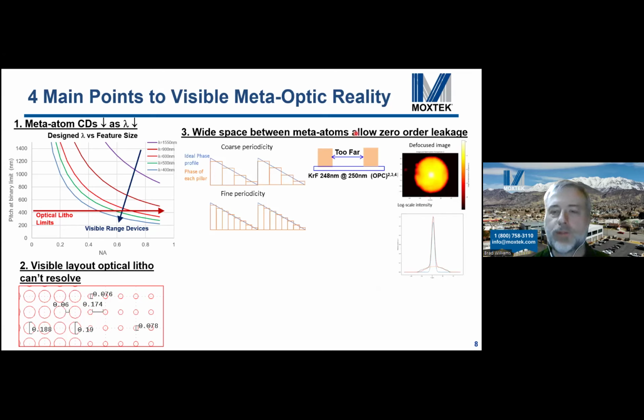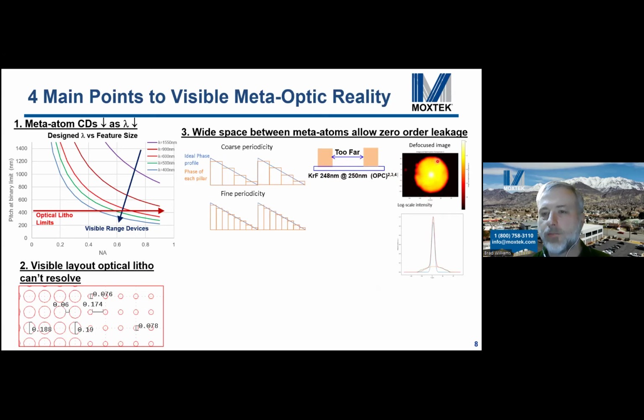So there's been some research to say that they're starting to figure out how to get some of these optical litho systems to make visible meta atoms. But the problem is, this is an example of a pretty good deep UV optical litho system you'd use in semiconductor manufacturing. But anyway, you have to have these spaces too far apart to make this work, or else they'll bridge. And what happens is you get zero order leakage.